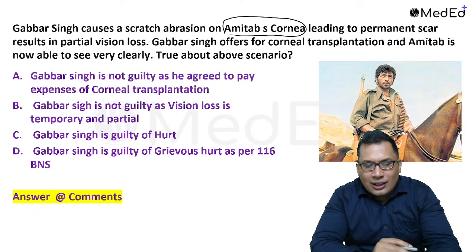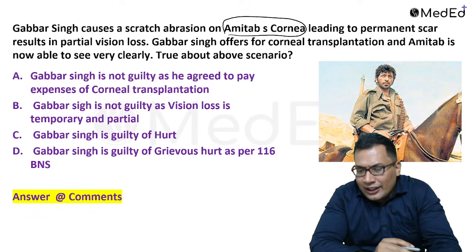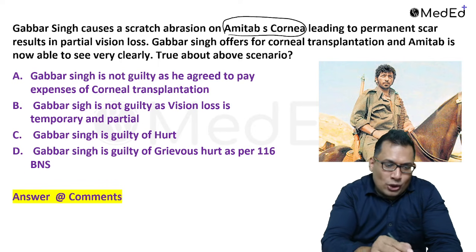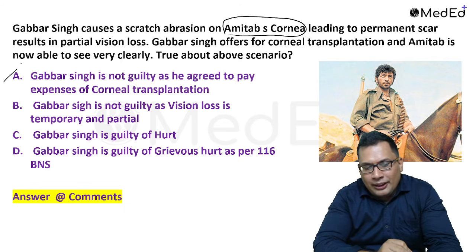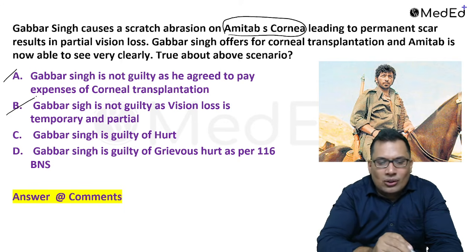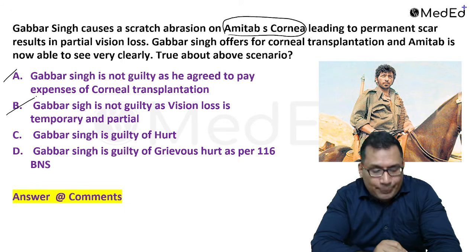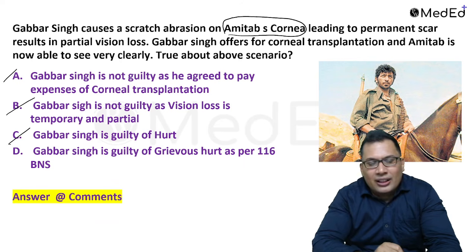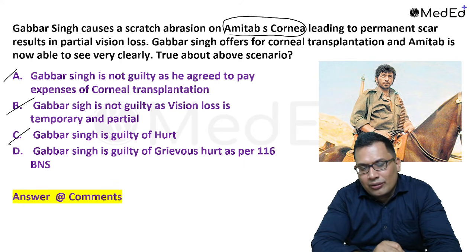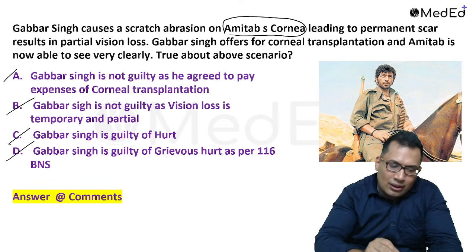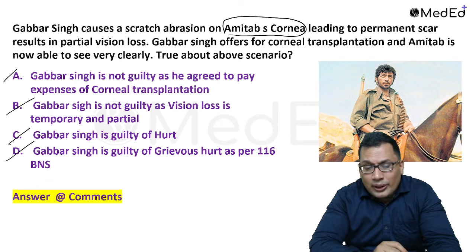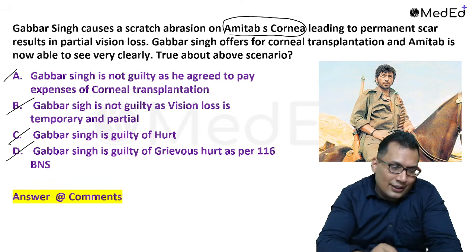Options are: Option A, Gabbar Singh is not guilty as he agreed to pay expenses of the cornea transplantation. Option B, he is not guilty because vision loss is temporary and partial. Option C, Gabbar Singh is guilty of hurt. Lastly, option D, Gabbar Singh is guilty of grievous hurt as per BNS.